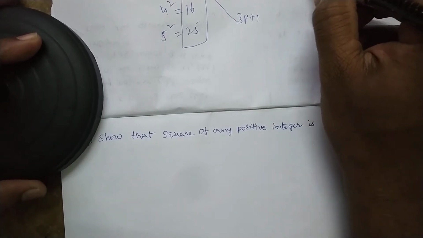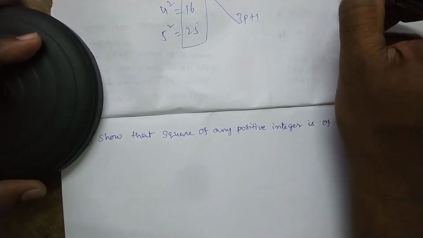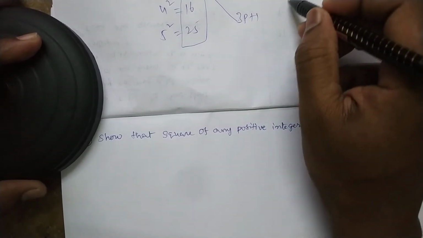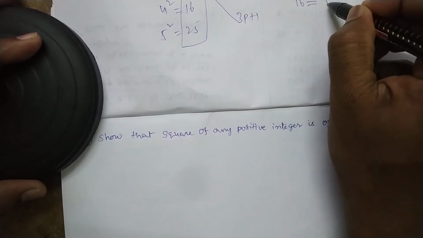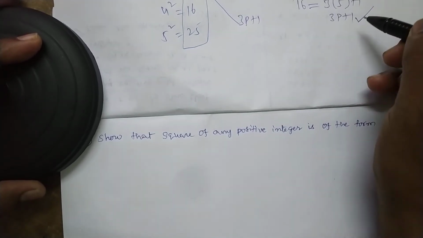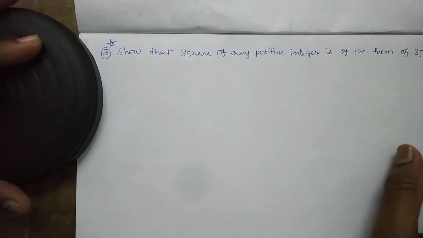So if you take 9, 9 can be written as 3 into 3. So it is looking like 3p, it is looking like 3p plus 1. So similarly 16 is there, so 3 into 5, 15 plus 1. Again this is in the format 3p plus 1. So like that we are studying the number patterns.